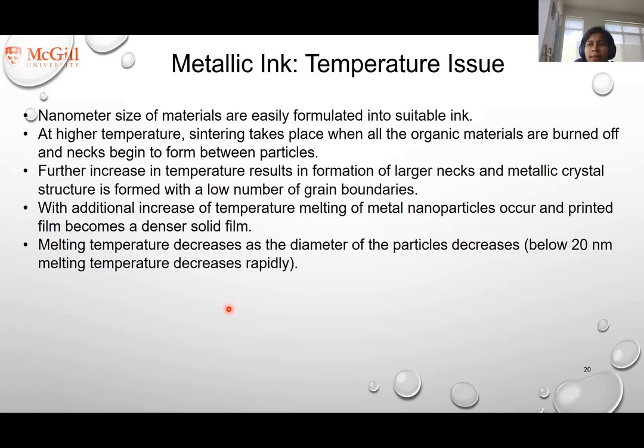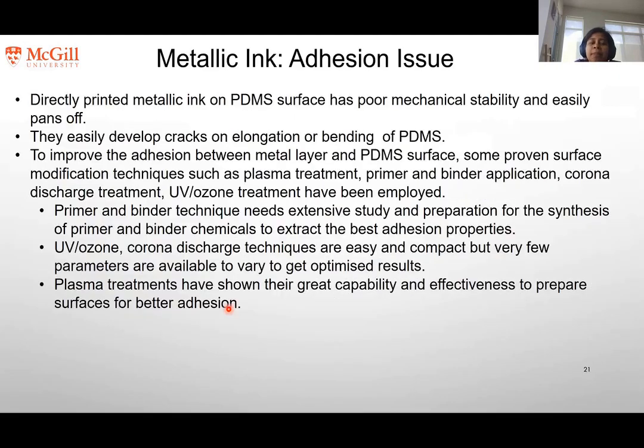If we want to use flexible substrate, that melting temperature has to be as low as possible. That's why the melting temperature of the nanoparticle goes down as the particle size goes down. If the particle diameter is below 20 nanometers, the melting temperature decreases rapidly. So we want to use as small a particle as possible to make the ink, to use as low a temperature as possible.